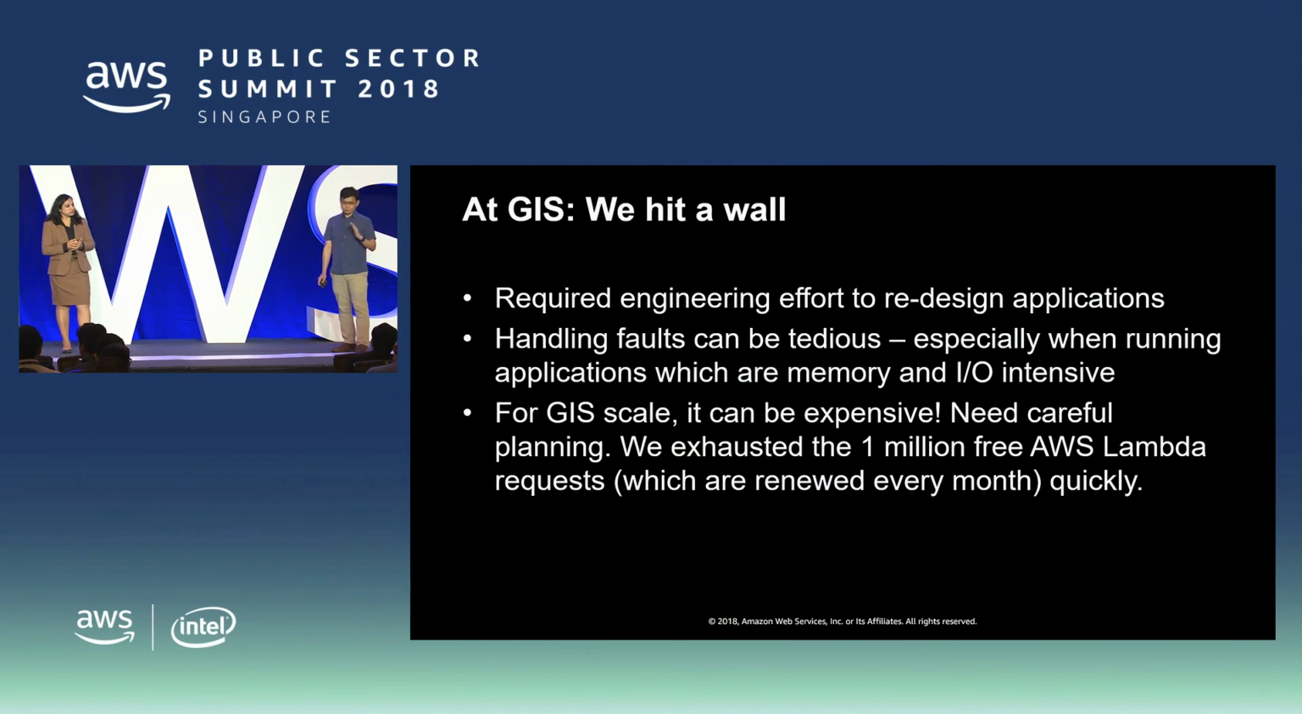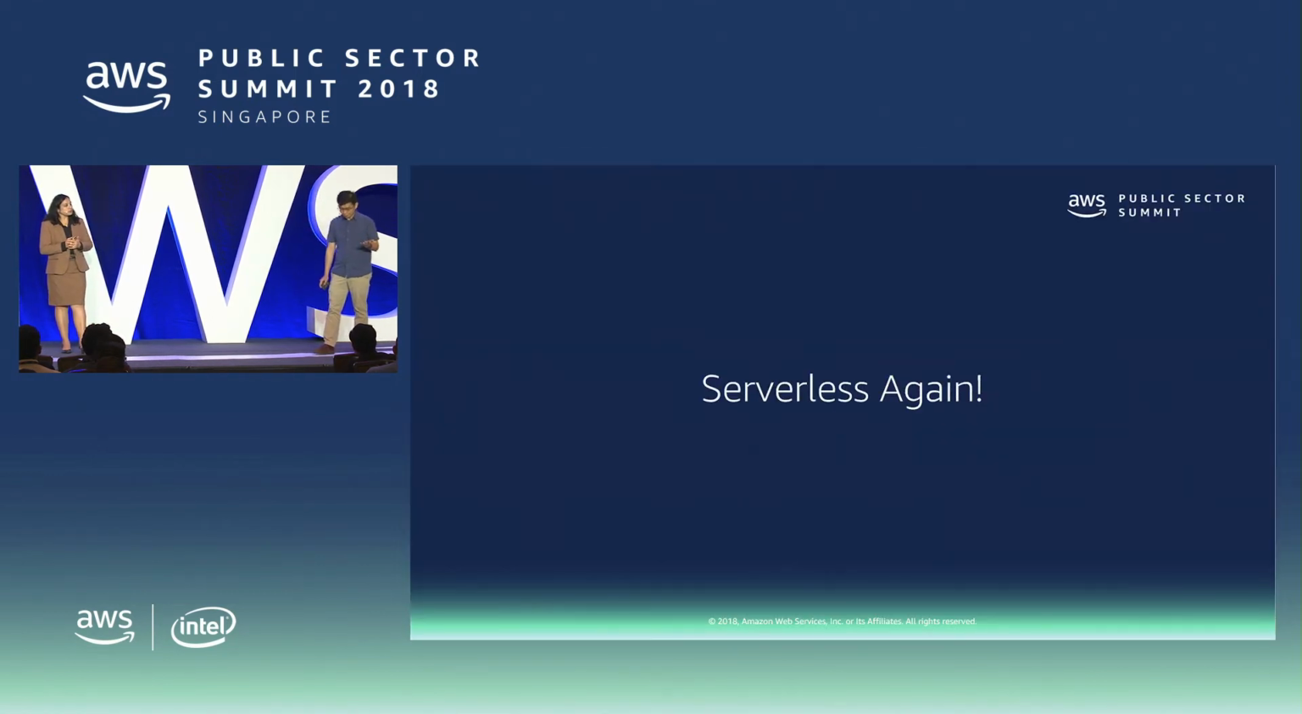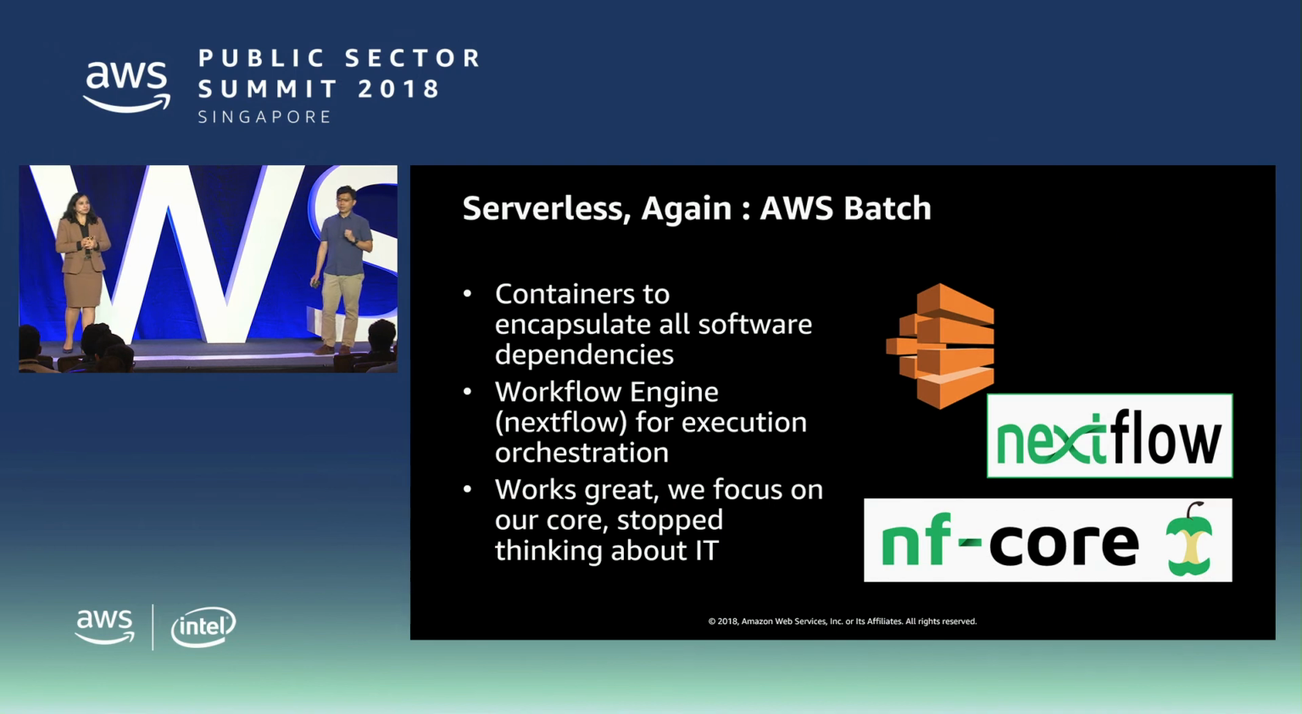Well, Lambda didn't work, but we still believe in serverless. We believe we're on the right track, maybe not the right tool. So we tried again. This time around, we decided to focus on a different tool. So here comes AWS Batch. Batch is a very different tool in a sense. For a start, no functions.